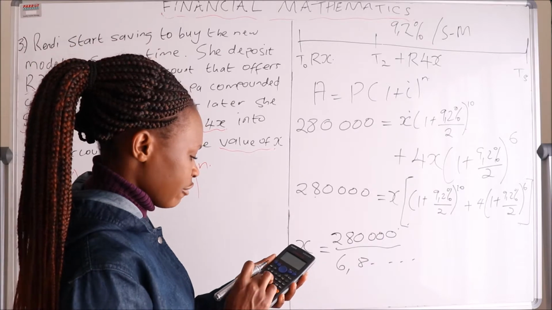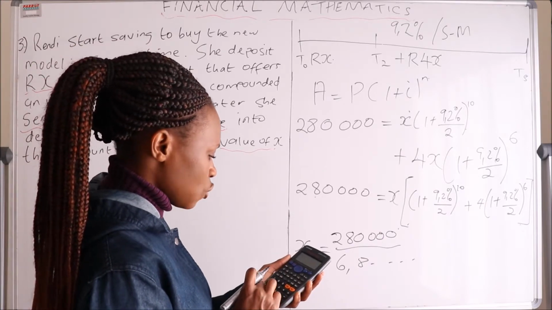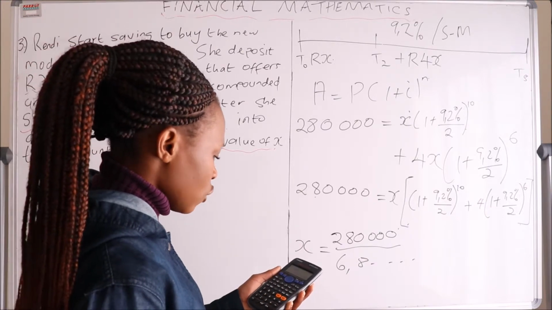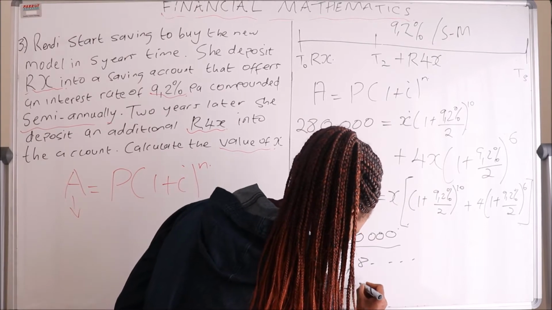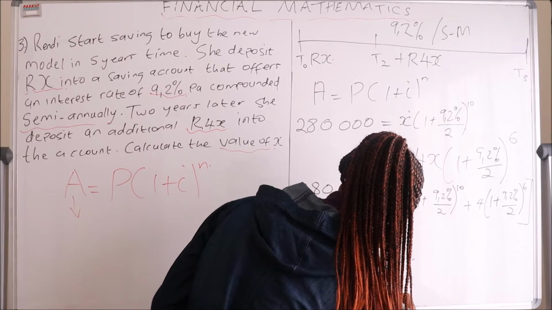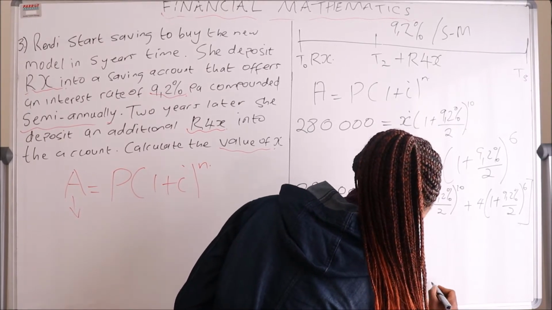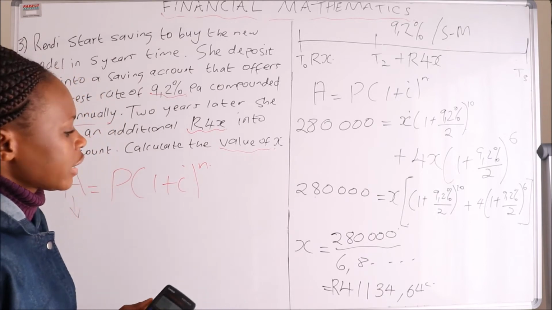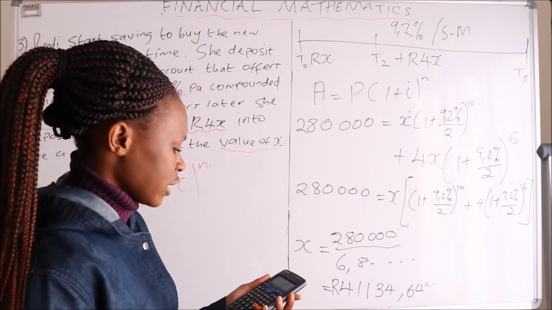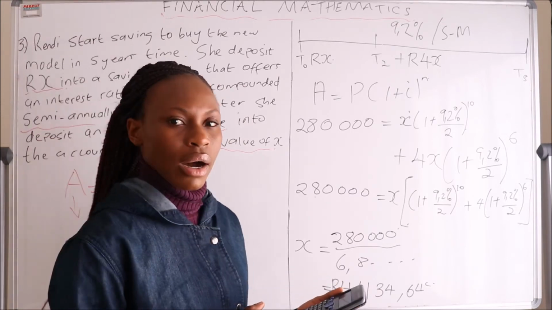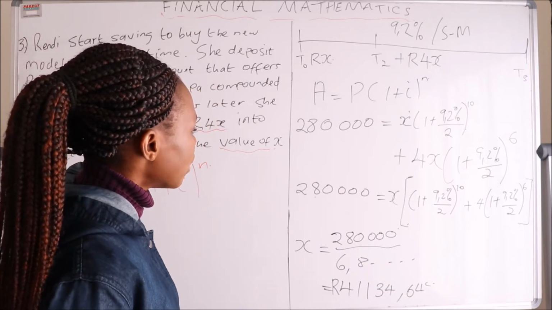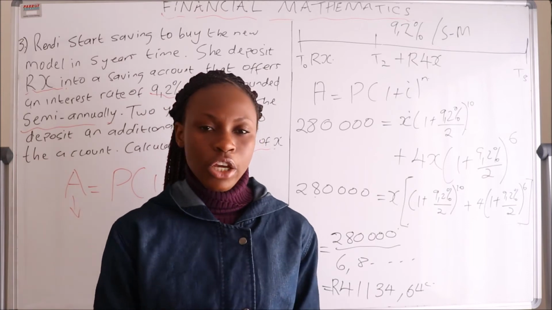Alright, and then to get my value of X is 280,000 divided by whatever I have stored at A, which is 6 something. So the value of X here is 41,134.64. Alright, so that means that Randy, the first time she invested 41,134, and after 2 years she invested 164,538.56, so that she will be able to buy the new car in 5 years, which will be costing 280,000.